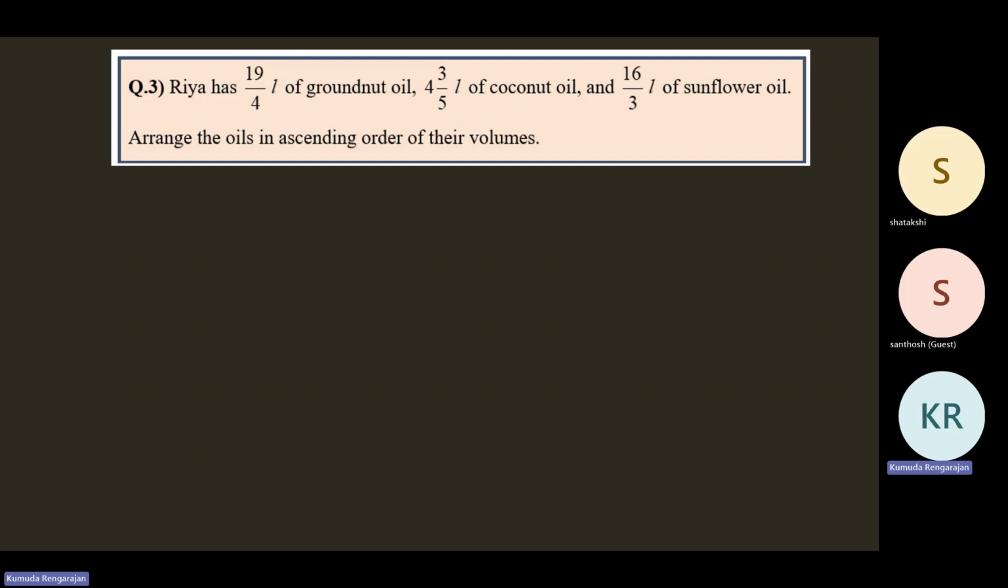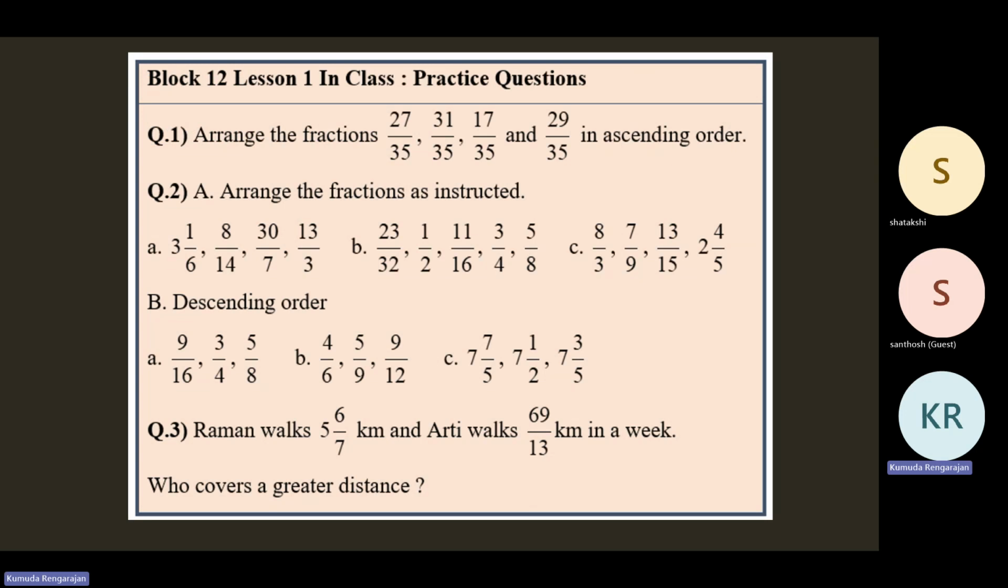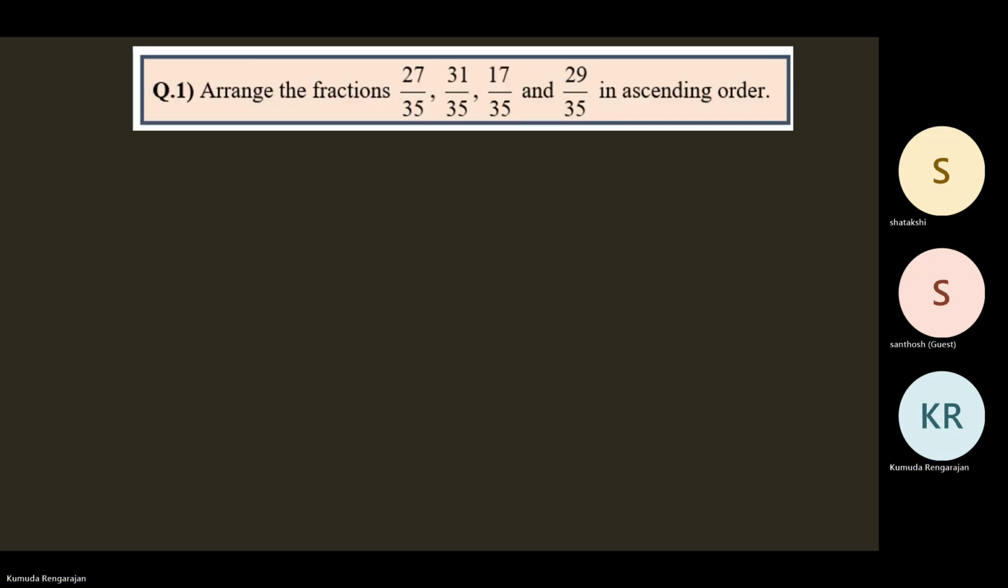Ria has 19 by 4 liters of groundnut oil, 3 by 5 liters of coconut oil, and 16 by 3 liters of sunflower oil. Arrange the oils in the ascending order of their volumes. Yeah, now this I'm not doing. You have to tell me.